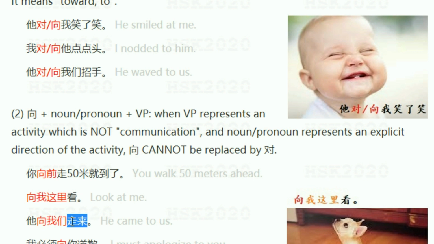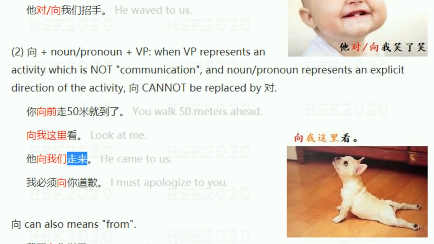他向我们走来. Look at this one. 他向我们招手. He waved to us. That's a communication activity. But here we have an explicit direction. 走来, 向我们走来. He came to us. You cannot say 他对我们走来. So it is a little bit different. Next one. 我必须向你道歉. I must apologize to you. 向你道歉 is a direction to you.